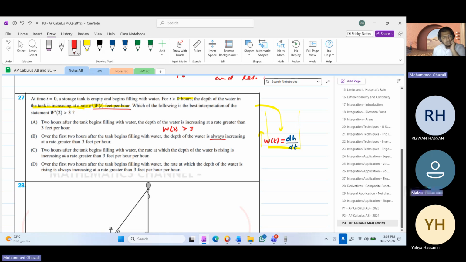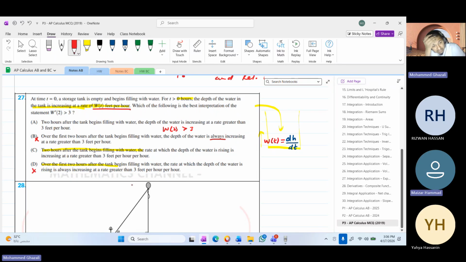So I think the answer is D. Let's see. Wait, one second. All these statements are exactly the same, right? Over the first 2 hours after the tank begins filling with water, no, no, this is totally off. No, no, no. The answer D is incorrect. B and D are incorrect.